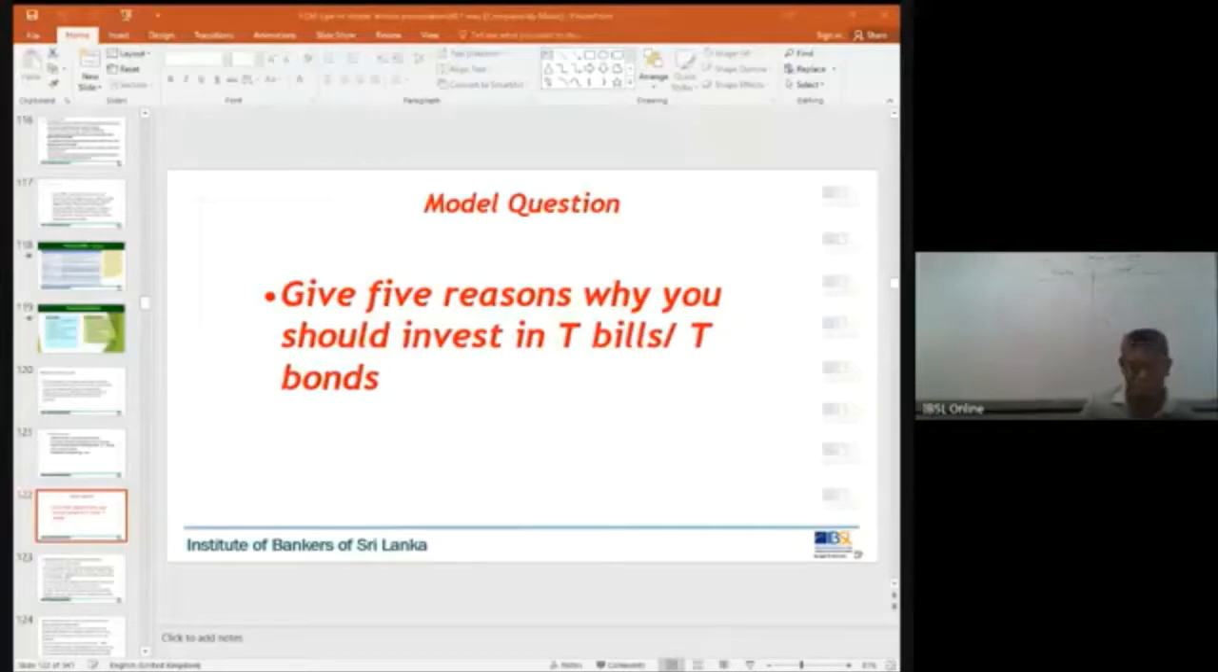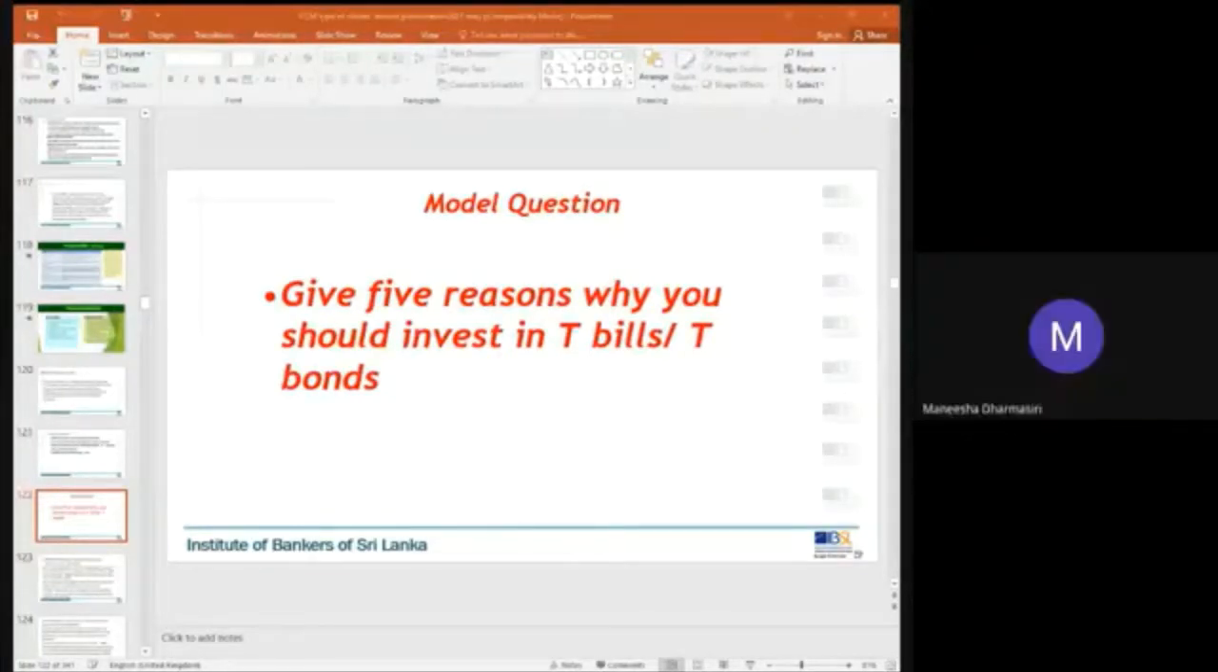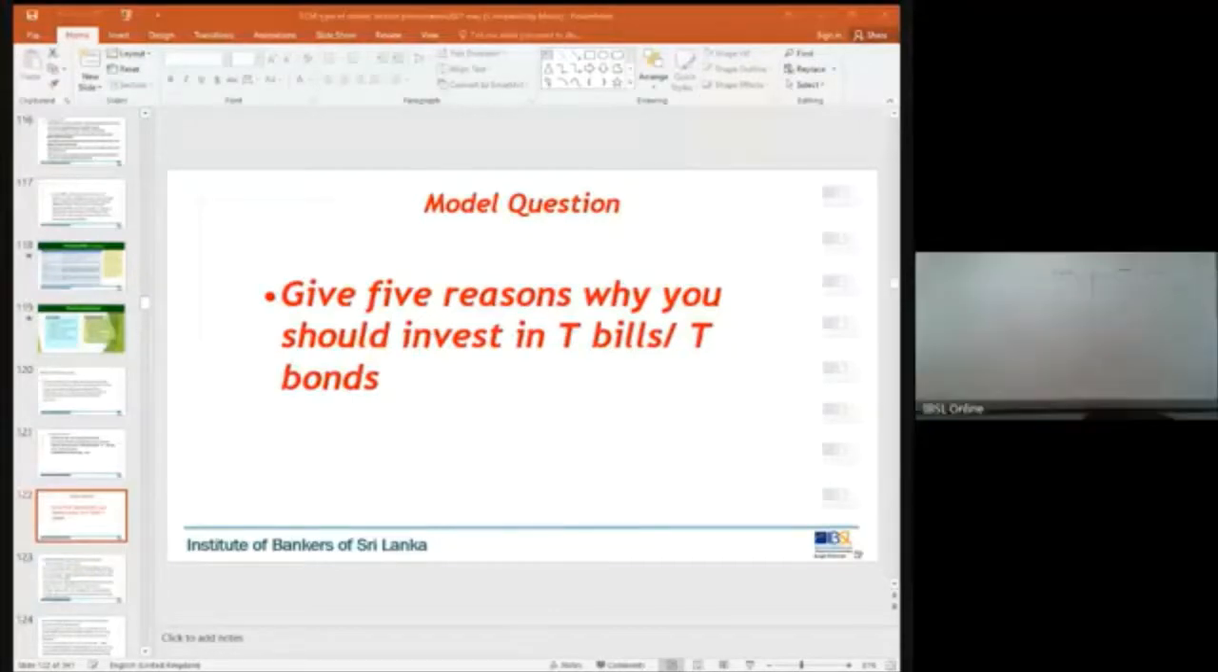Simple. Now we learn. What is the difference? Treasury bills. The significant difference is long-term debt and short-term debt. Treasury bills are short-term instruments. Better you always say short term. Okay, put short term and long term. Long term can be medium to long term.